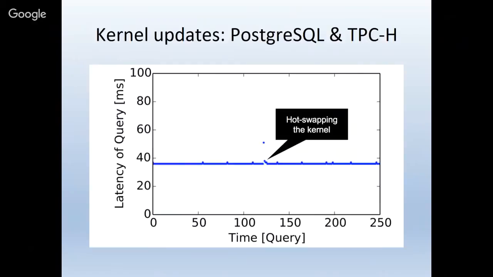To evaluate the use case, we have PostgreSQL running with a TPCH database inside the OS node, and we measure the latency of queries on the y-axis and query over time on the x-axis. At some point, we hot swap the kernel and see this produces some outliers because we actually need to reboot the core, so the outliers are all about 10 to 15 milliseconds.